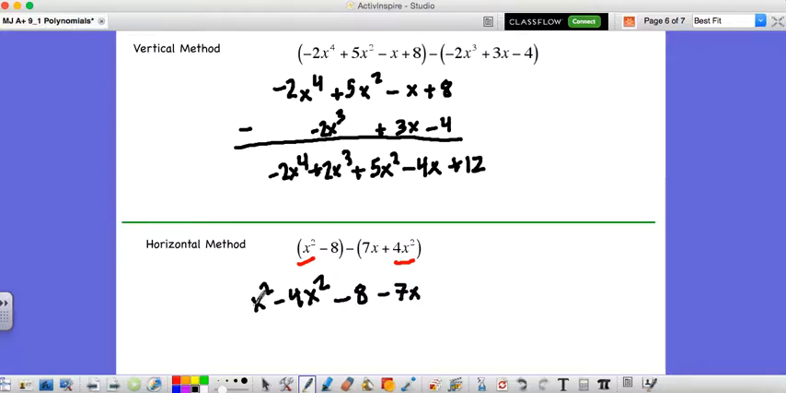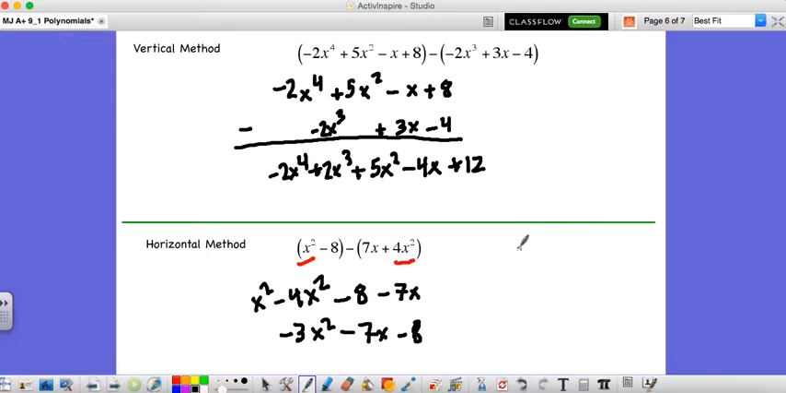Combine our like terms. X squared minus 4x squared is negative 3x squared. I'm just going to rearrange this, put it in standard form, not changing the 7x, not going to change the 8, just going to rearrange. So our sum is negative 3x squared minus 7x minus 8.